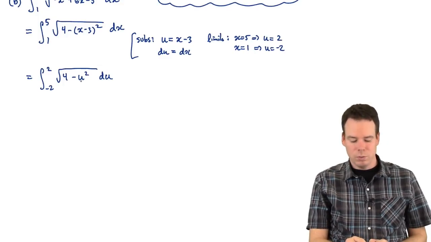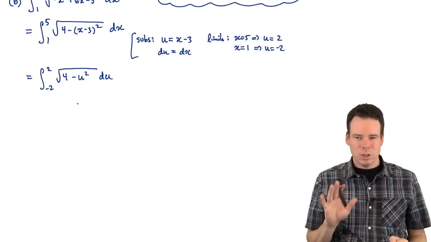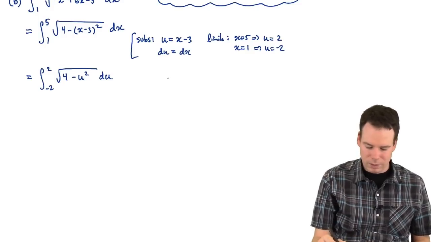U is equal to 2 sine theta, because then I could get 4 minus 4 sine squared theta, rewrite that in terms of a cosine. But let's just pause for a second. I don't think we need to do that. Because what does this graph look like?